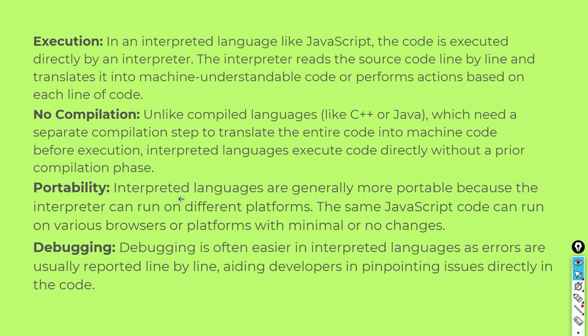Debugging is often easier in interpreted languages as errors are usually reported line by line, aiding developers in pinpointing issues directly in the code. So debugging is also easier in interpreted languages.